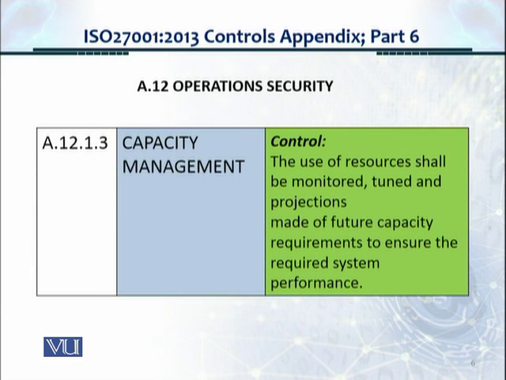Capacity management: the use of resources shall be monitored, tuned, and projections made of future capacity requirements to ensure the required system performance. So capacity management is very critical, and for example, if you run out of hard disk space, your system will crash, and one of the key legs or parts of information security, like availability or even integrity, could be hampered because of that. So capacity management is very important.